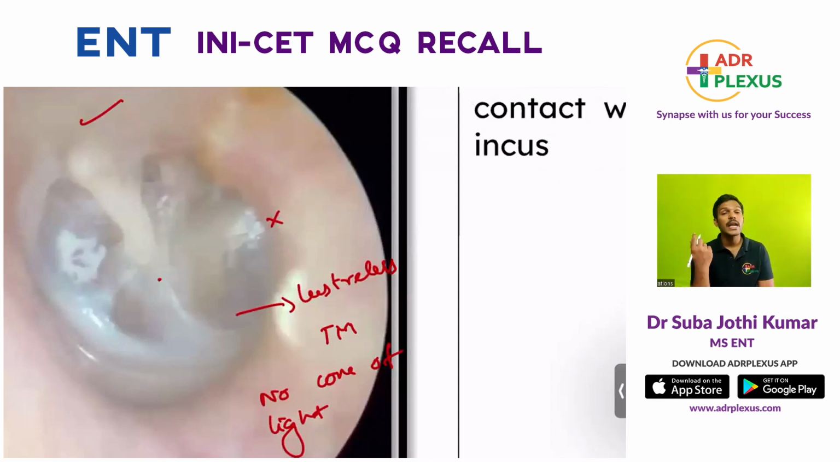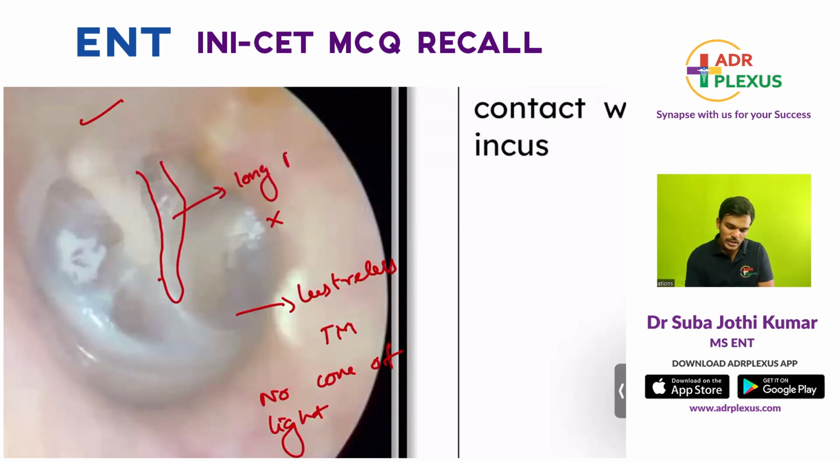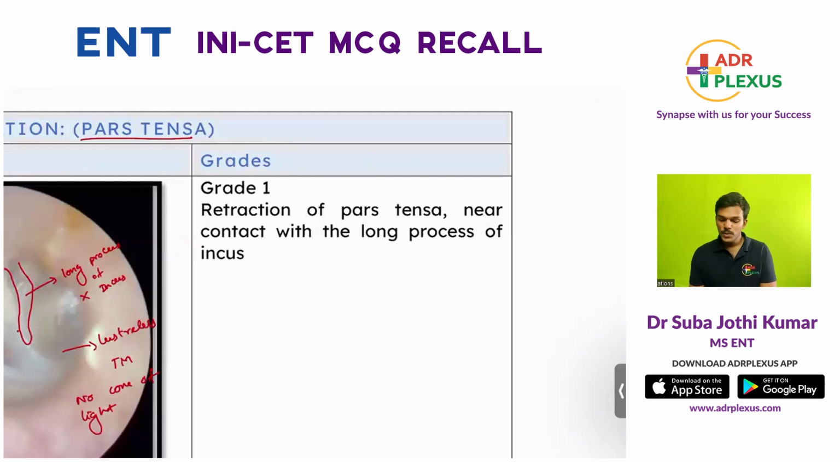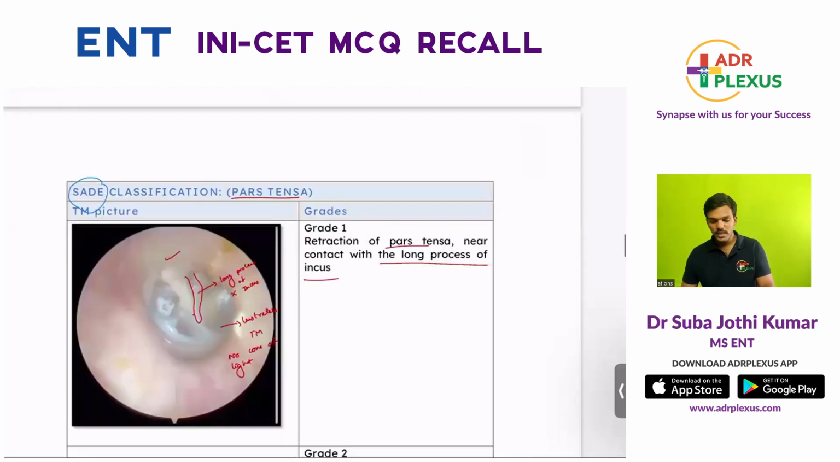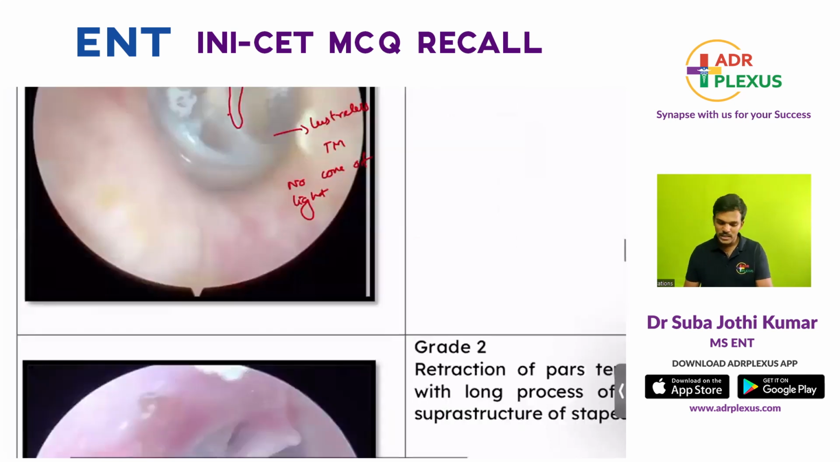So beyond the malleus, we could see the long process of incus, but in this picture it is not clearly seen. So it is only small contact or near contact with the long process of incus that you could not appreciate very clearly. But as per the description of the grading, retraction of the pars tensa with near contact with long process of incus, okay, this is grade 1 of SADE pars tensa retraction.